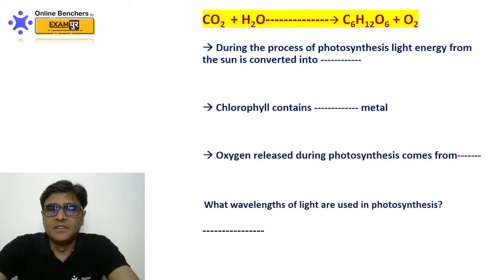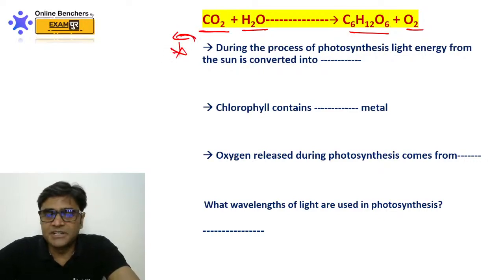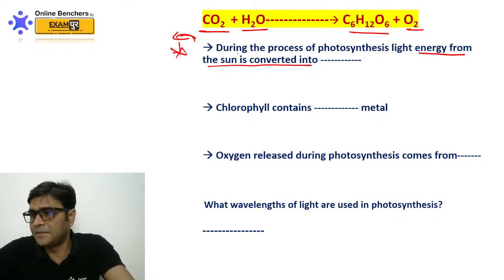Now, this is the chemical equation of photosynthesis: CO2 plus water gives glucose and oxygen. Now the question is a very, very important question. During the process of photosynthesis, light energy is converted into which type of energy? Chemical energy, mechanical energy, kinetic energy, thermal energy. Tell me. Robin, Abhishek, very good.